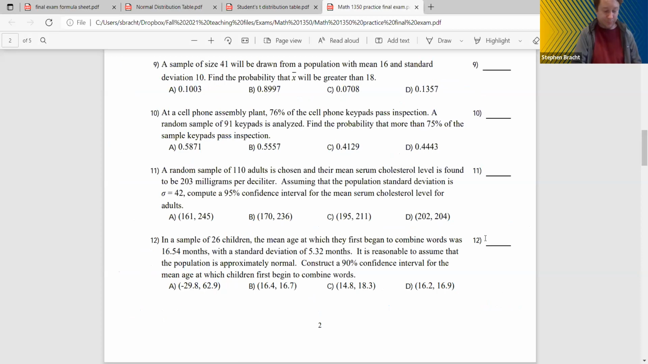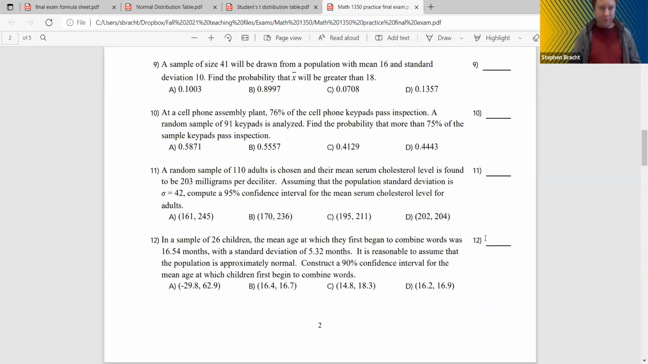So 12. In a sample of 26 children, the mean age at which they first began to combine words was 16.54 months. With a standard deviation of 5.32 months, it is reasonable to assume that the population is approximately normal. Construct a 90% confidence interval for the mean age at which children first begin to combine words.